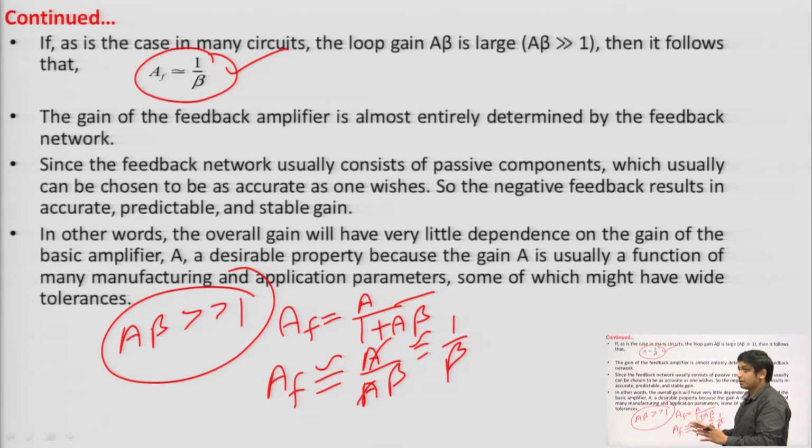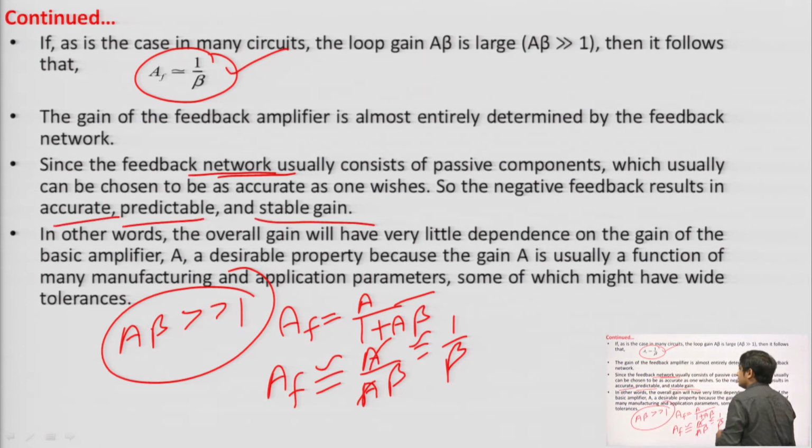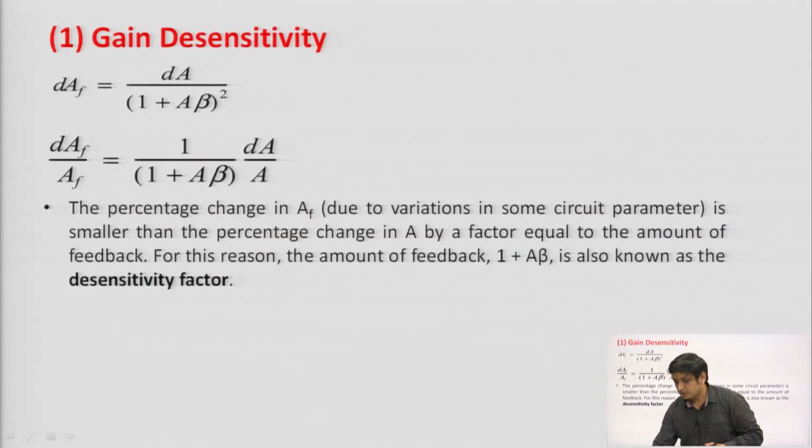Now, it means that just by varying the feedback factor, we can change the overall gain, that is your closed loop gain, fine. And another important thing is that now the feedback factor is deciding the overall gain. If we design the feedback network carefully, then we will get an accurate gain, a predictable gain, and of course, a stable gain. That is the advantage.